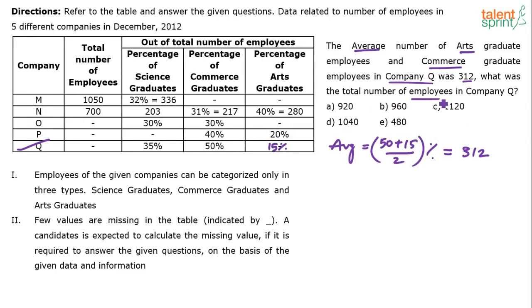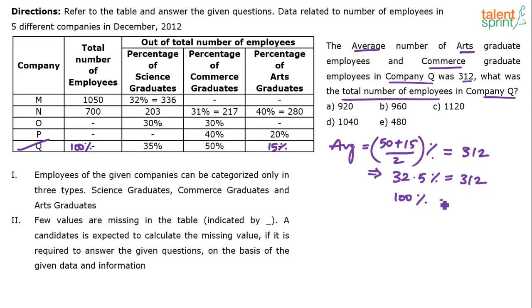What was the total number of employees in company Q? See, total is always 100%. Whatever value comes here is the 100% value. So basically 1% has been given to us. 50 plus 15 by 2, which is 65 by 2. 32.5% is given to us. He's asking us to find out 100%. You're able to follow. 50 plus 15 is 65. 65 by 2 is 32.5. So indirectly the question says that 32.5% is equal to 312.